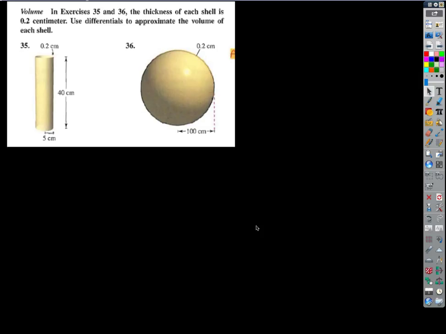The radius is going to go from 5 to 5.2, but we don't care about that. We're just going to approximate the radius as 5, which is pretty close. The change in radius is 0.2. What does that do to the volume? Okay, try that.